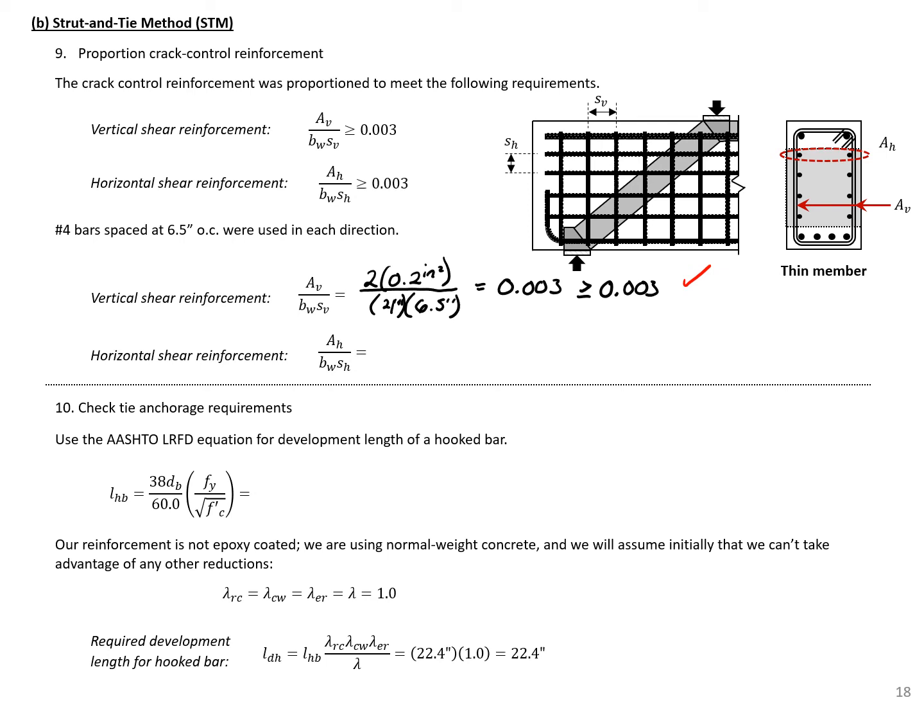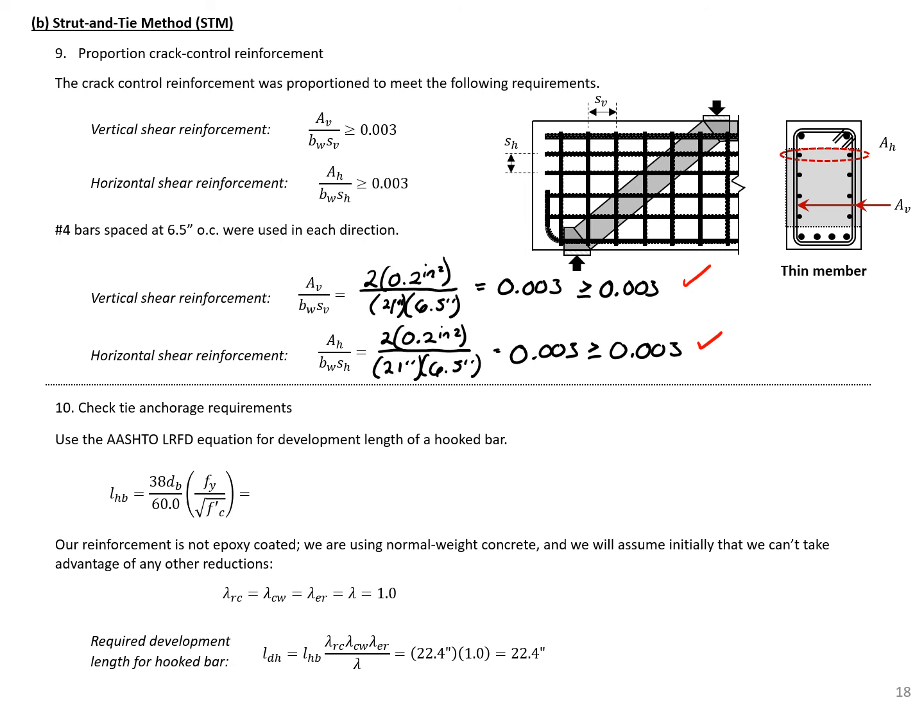In the horizontal direction, we also have 2 number 4 bars. Our width is the same, 21 inches, and our spacing was the same, 6.5 inches. So again, we have a horizontal shear reinforcement ratio of 0.003, which is greater than or equal to our limit of 0.003, so we're okay there as well.